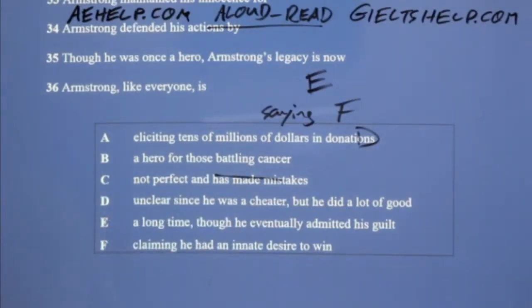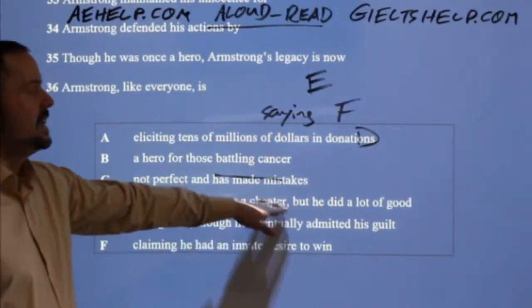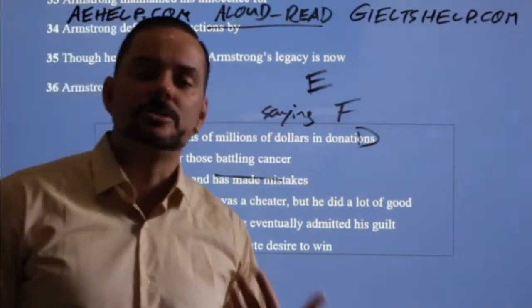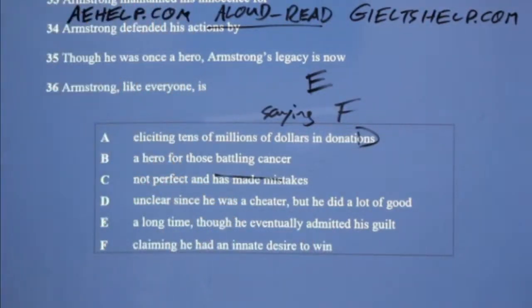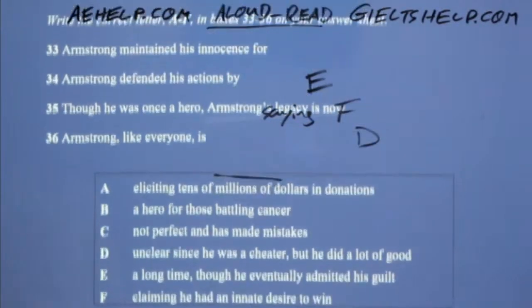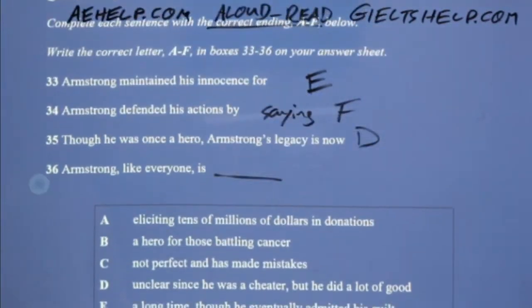Okay, which one is human? Yeah, C, not perfect and has made mistakes. Yeah, because that is human, right? To be human is to make mistakes and to live with those mistakes. So that's part of our being, absolutely.